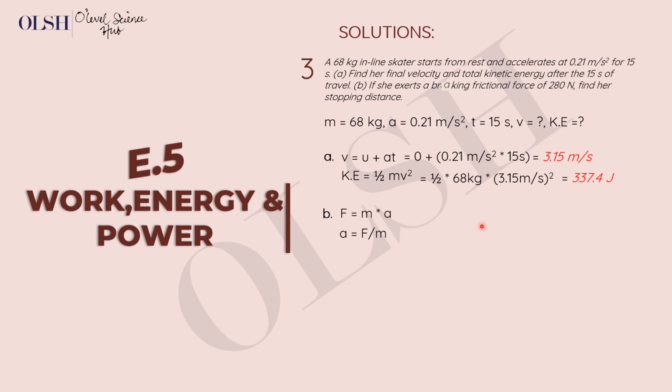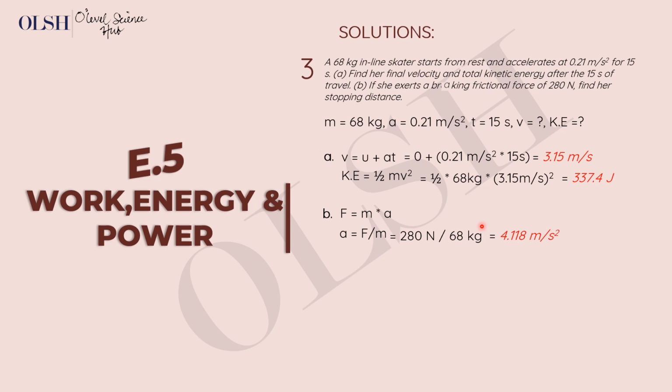So acceleration here is force over mass, which if we put into this equation, we have 280 newtons divided by 68 kilograms. If we solve for that, we're going to have a deceleration of 4.118 meters per second squared. Now we have our deceleration. Can we find the distance this deceleration will take to bring her to a stop?